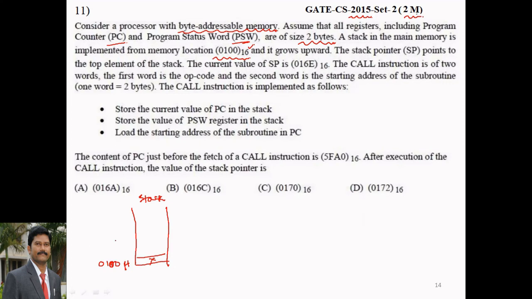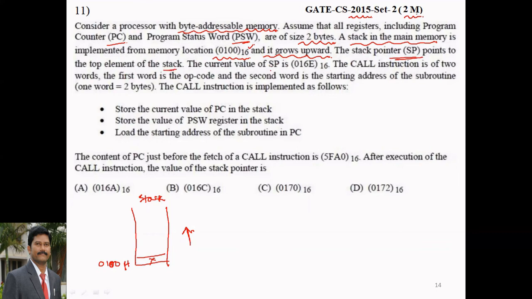The stack in memory is implemented from this memory location and it grows upwards. That means to push some elements into the stack, it increments by 2 and stores, increments by 2 and stores, like that. While popping, take the value and decrement, so it grows upwards. Right, so this information is given, and one more piece of information is given: the stack pointer points to the top element of the stack.